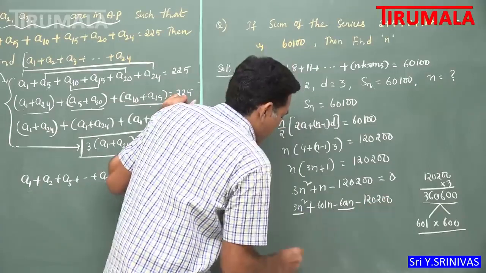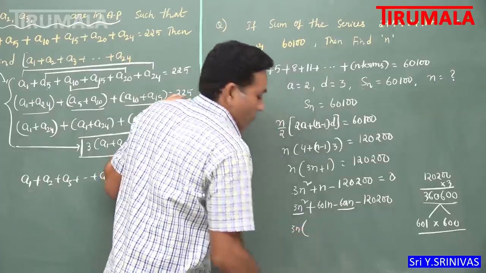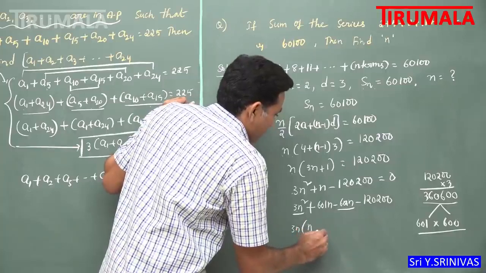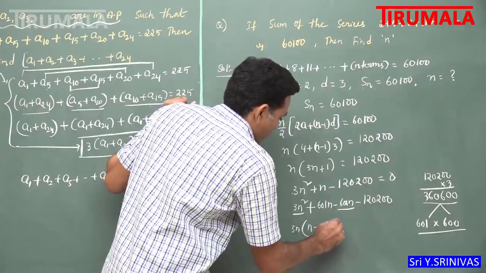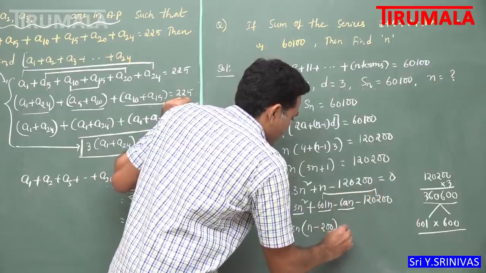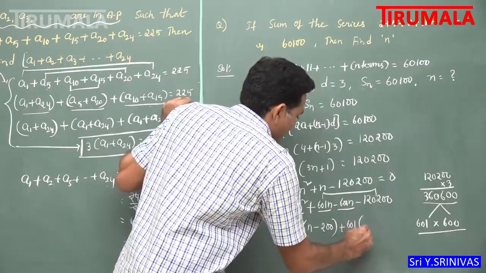Now, what is the common factor here? 3n is the common factor. Here, n minus 200 and 601. From these two, 3n plus 601 is the common factor.